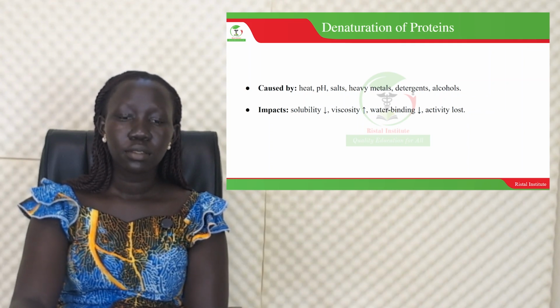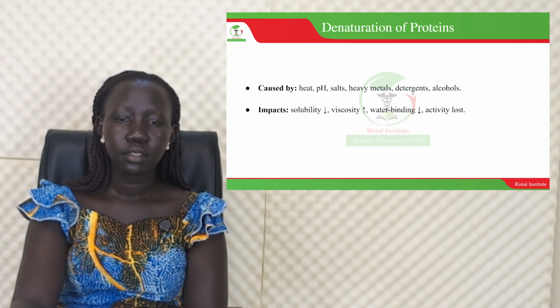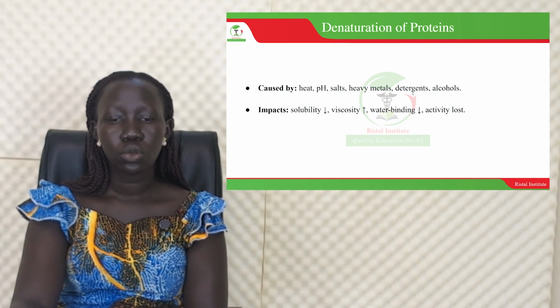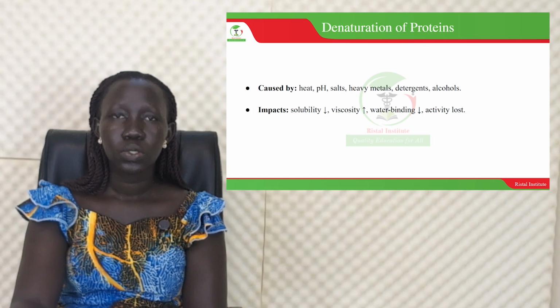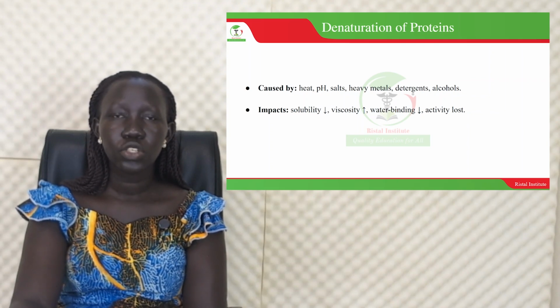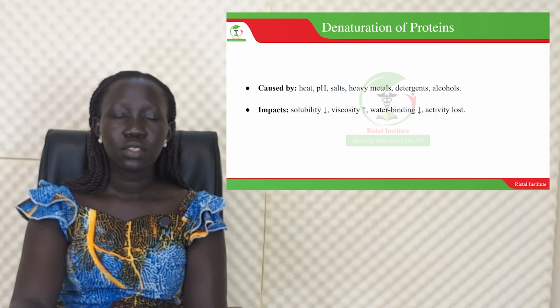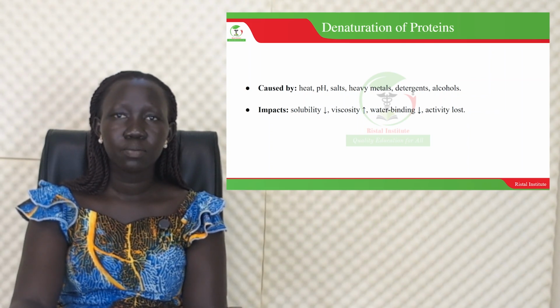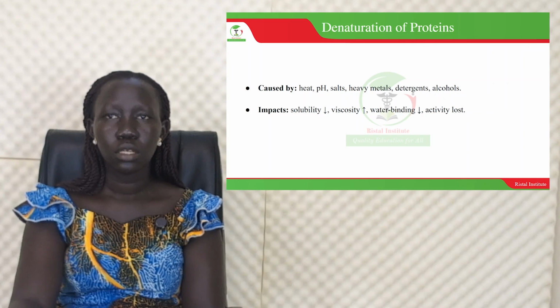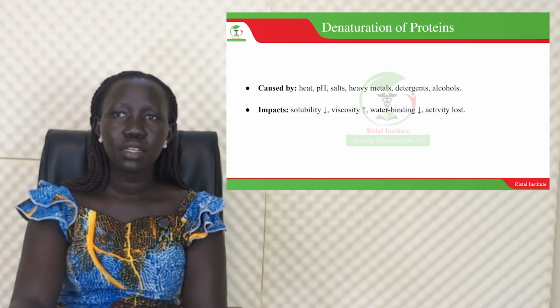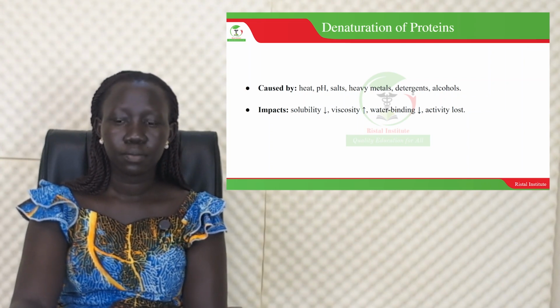Denaturation of proteins can be caused by heat, by pH, salts, heavy metals, detergents, and alcohols. And denaturation causes reduction in solubility, increase in viscosity, and reduction in water binding capacity, and also causes the proteins to lose their activity.